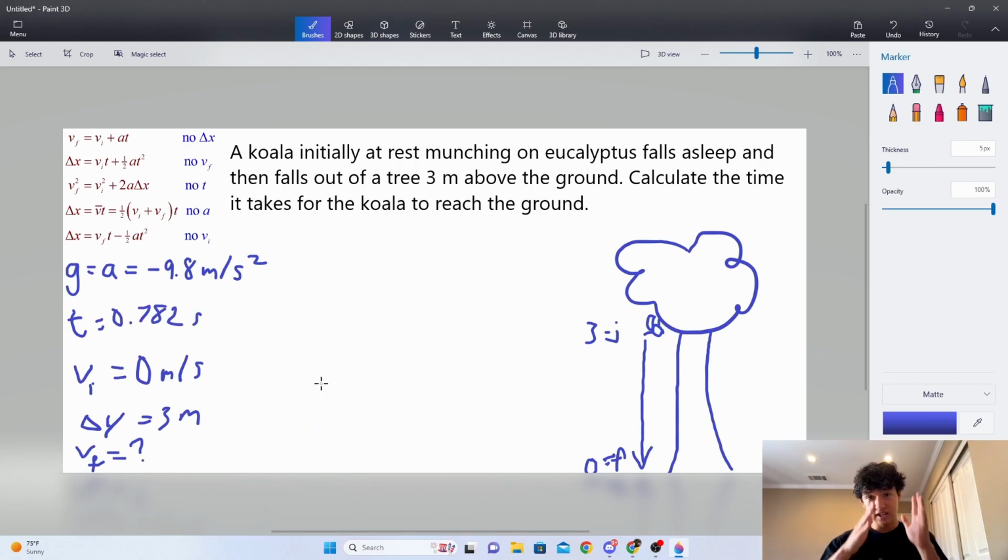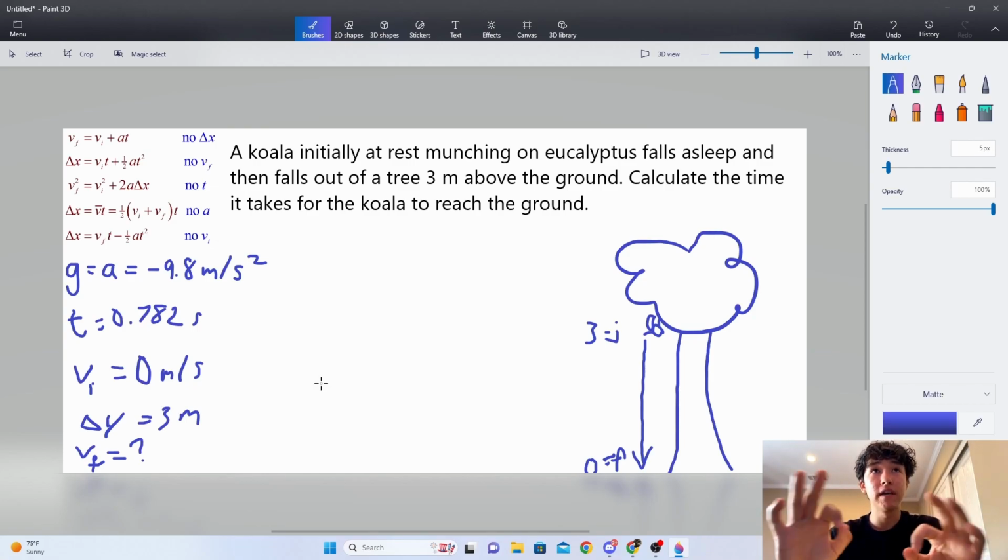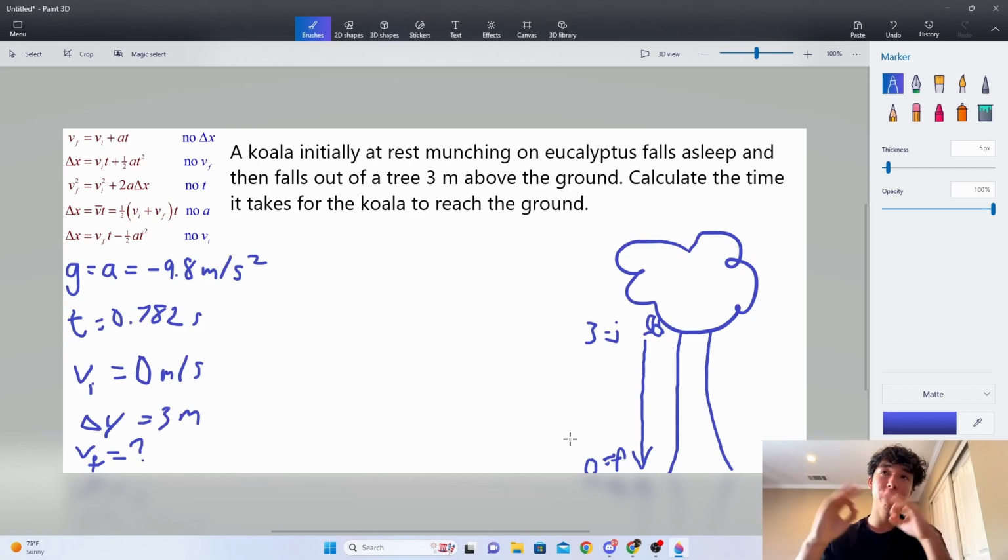Now, this is a continuation of the first problem we just did, and basically what we're trying to find now is what is the velocity right before the koala hits the ground. So when it hits the ground, then the final velocity, you would think, is 0. It's initially at rest, and then at the end, it's also at rest because it touches the ground. And that just messes up your math.